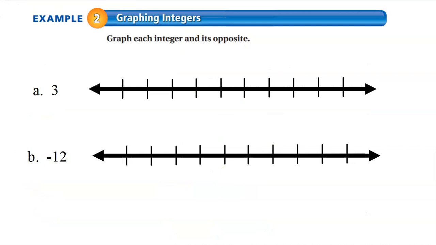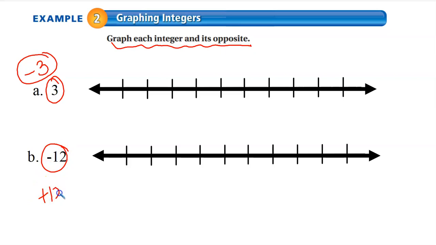Now you can also be asked to graph 2 numbers, right? What if I ask you to graph the integer and its opposite? So I need to graph positive 3, but then the opposite of positive 3 is negative 3. So now I have 2 things I'm graphing. Same thing for B, negative 12, and the opposite of negative 12 is positive 12. So I'm going to be graphing 2 things.